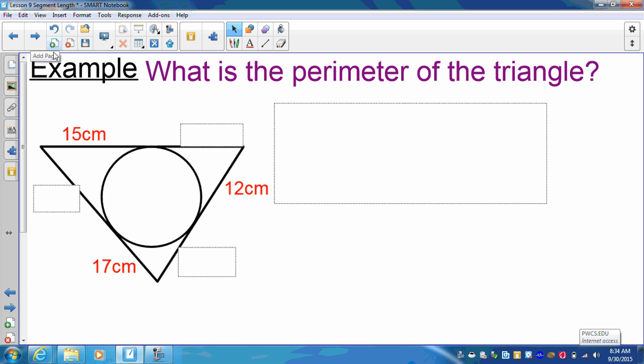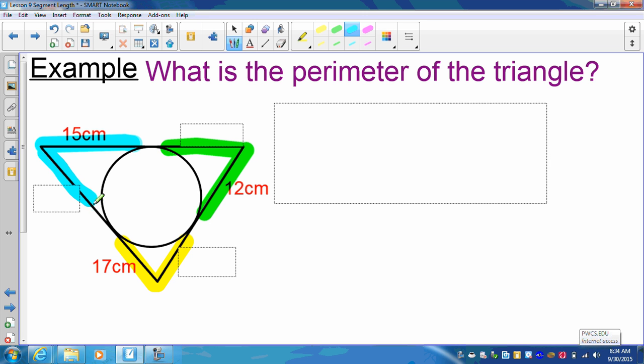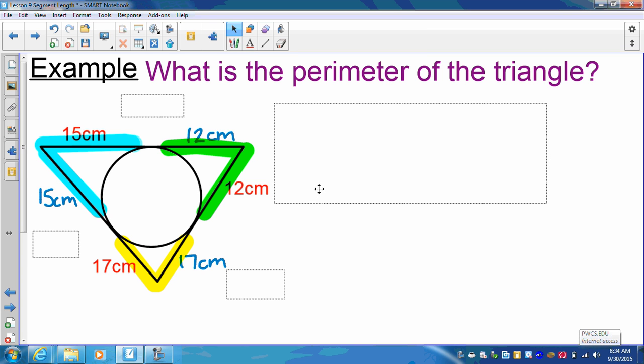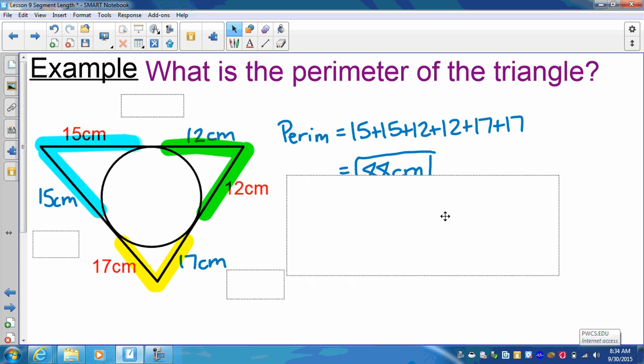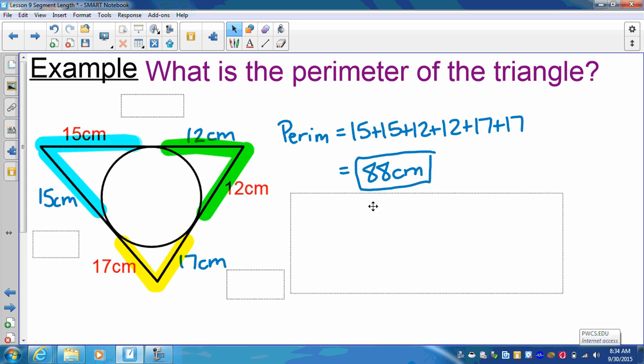So go ahead, pause, and give this one a shot. Find the perimeter of this triangle. So just like in the last one, I'm going to go through and label all the pieces I don't know. This one that's 17 is going to be the same as this one. The one that's 12 will be the same as this one here. And then these two are both 15. And again, perimeter, we just add up all the sides of the triangle. So all these pieces added together will give you 88 centimeters.